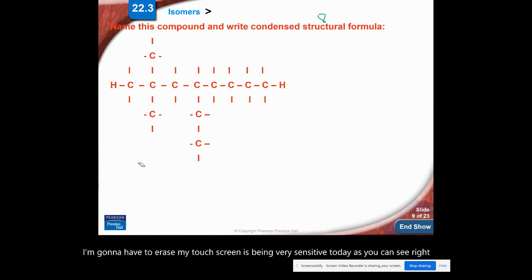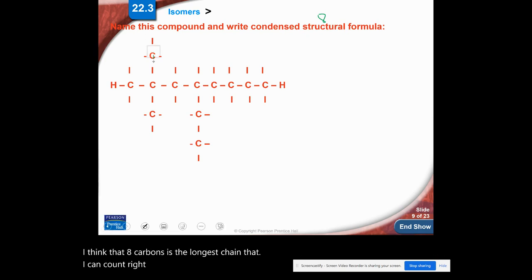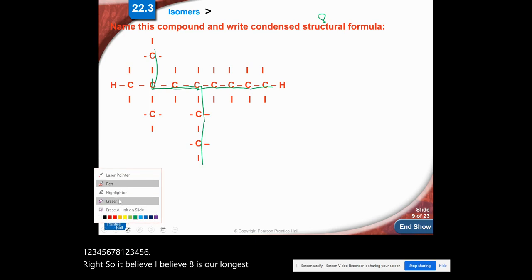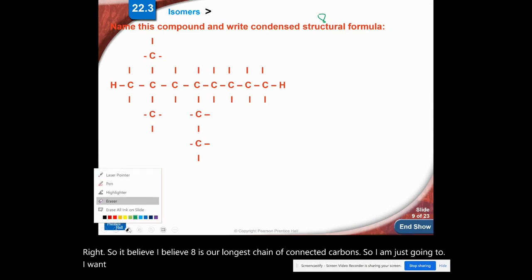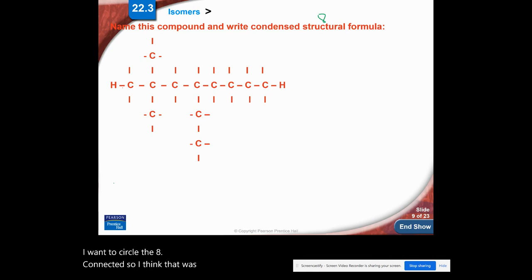All right, so I think that 8 carbons is the longest chain that I can count. Let's just double check. 1, 2, 3, 4, 5, 6, 7, 8. I believe 8 is our longest chain of connected carbons. I want to circle the 8 connected carbons: 1, 2, 3, 4, 5, 6, 7, 8.